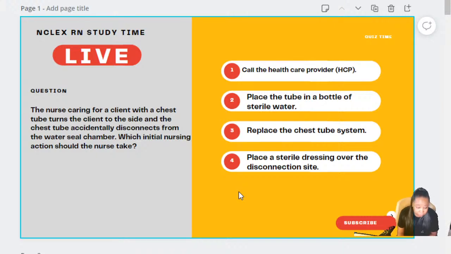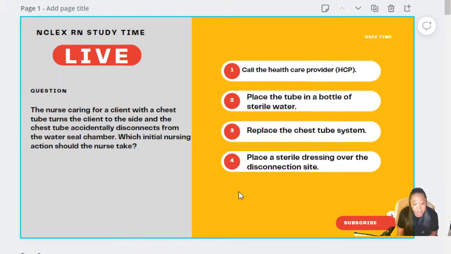No, I don't think so. The last one says place a sterile dressing over the disconnection site. Will that stop the water or air from coming out? Will that really fix the problem? I'm not sure. So let's see what will be the best answer.